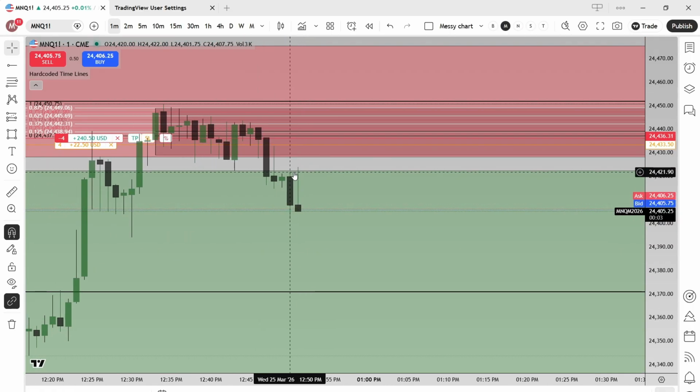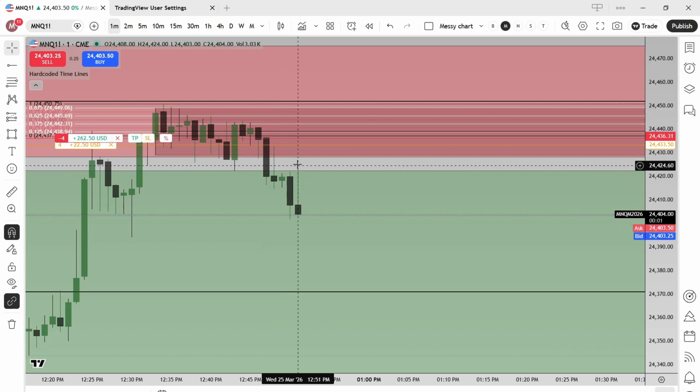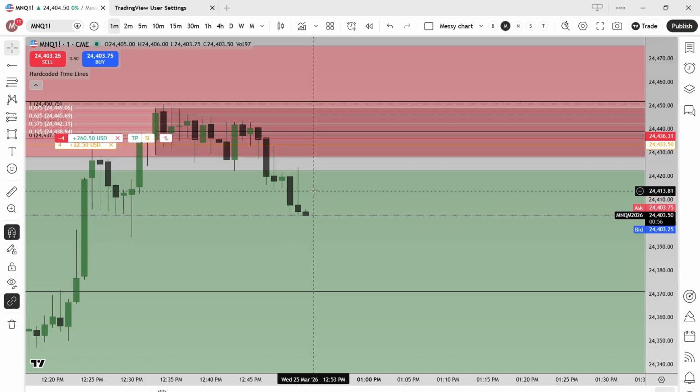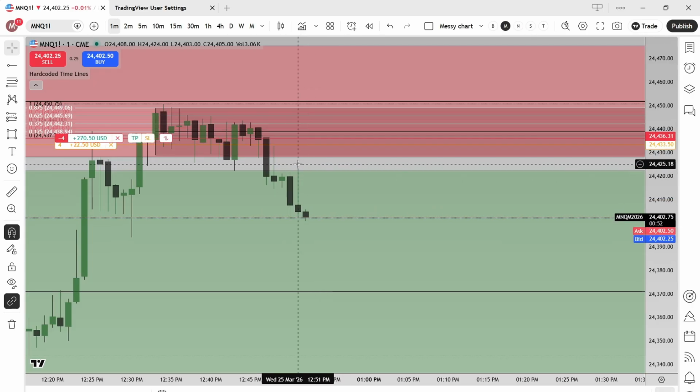Made an attempt to get out, immediately rejected that attempt and said, we are not leaving this range. So now I feel safe above here. I'm going to keep the stop loss here, but I feel safe above here.